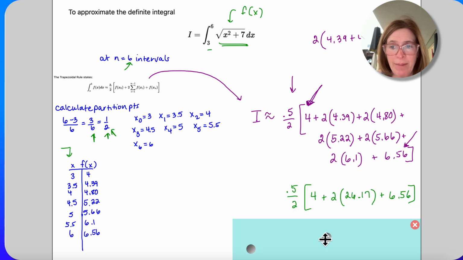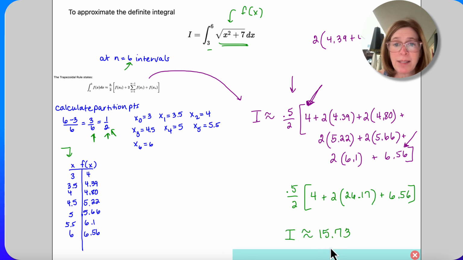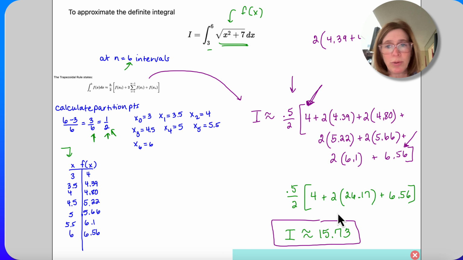Then I simplified that to 4 plus 2 times 26.17 plus 6.56, giving me an approximation for the integral of 15.73. And again, using the trapezoidal rule, the midpoint rule, or Simpson's formula, they're really all the exact same thing, just you have to apply a formula.